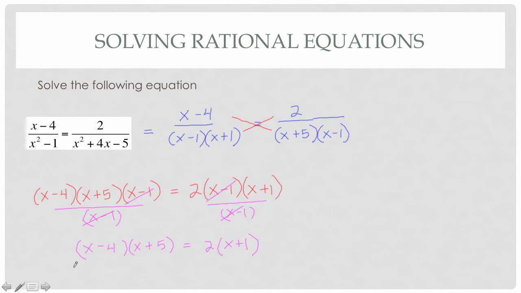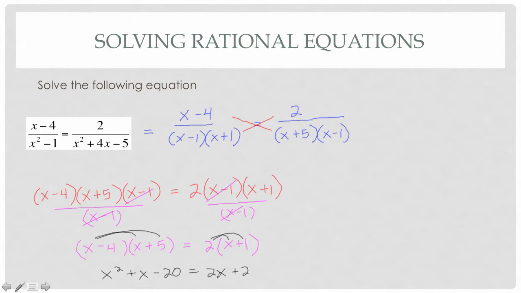All right, we still got some work now, but let's go ahead and distribute, multiply. Let's try and turn this into a polynomial set equal to 0. So if I multiply all this out, I'm going to get x squared plus 5x, but then I have a minus 4x, so that's x squared plus x minus 20 equals 2x plus 2 once I distribute that.